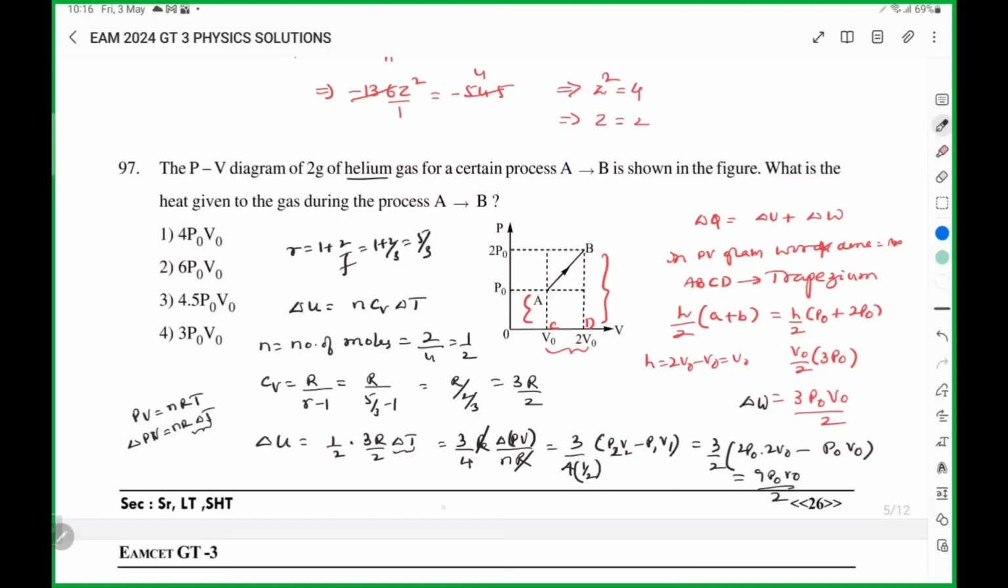So now heat supplied is 9 P naught V naught by 2 plus 3 P naught V naught by 2. 12 P naught V naught by 2, which is 6 P naught V naught.